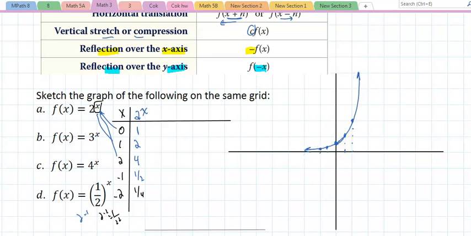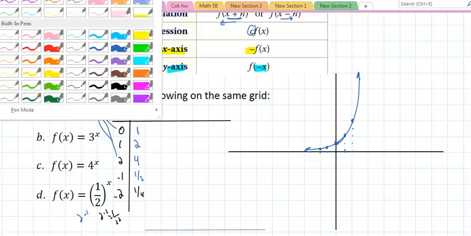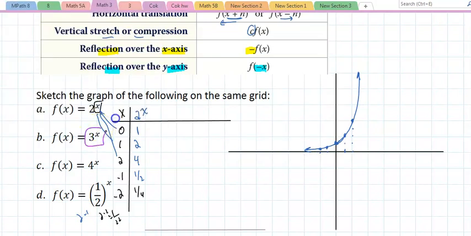If I take y equals 3 to the x in comparison, if I put a 0 right there, I'll get 3 to the 0, which is 1. A 1 in there, 3 to the 1 is 3. A 2 in there, 3 squared is a 9. A negative 1, I'll get 1/3. And a negative 2, I'll get 1/9. 0, 1, the same point. 1, 1, 2, 3. 2, 1, 2, 3, 4, 5, 6, 7, 8, 9.